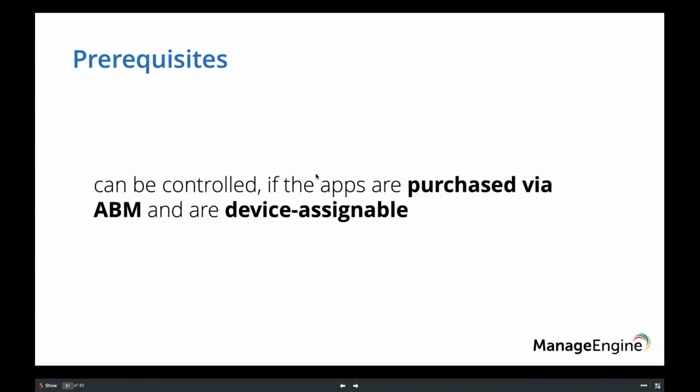And for that, there are certain prerequisites that come along with it. First, your apps have to be purchased via Apple Business Manager, and those applications have to be device assignable. While for Google, just integrating the Google managed services alone is enough. We can automatically go ahead and control the app updates on your mobile devices. There isn't any specific prerequisite like in the case of your iOS devices.